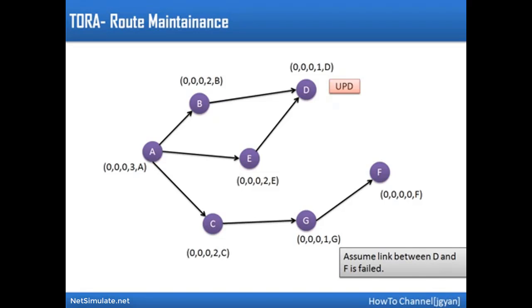So after this link is gone, we can see this node is not having any downstream link. Every link is coming to this D, but there is no link going from D. So this is the second case, and the reason for this scenario was because the link was broken.